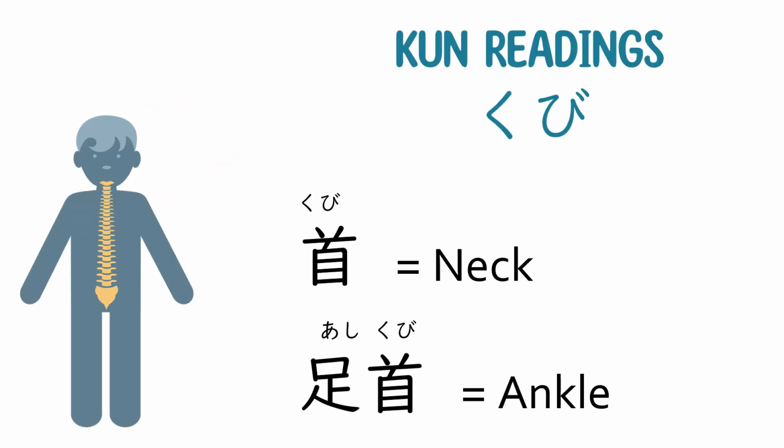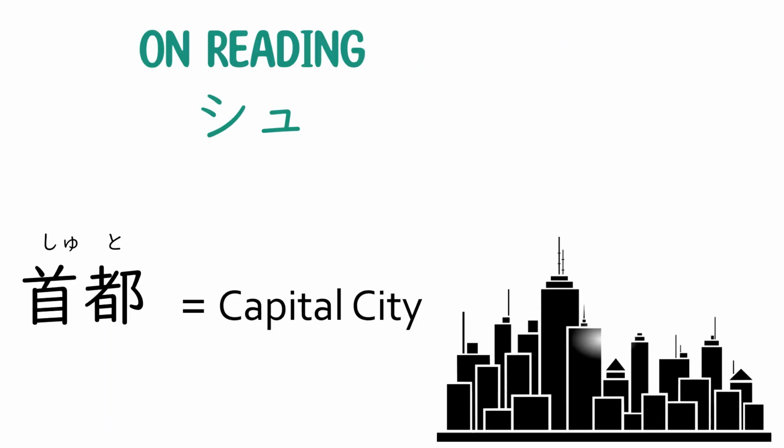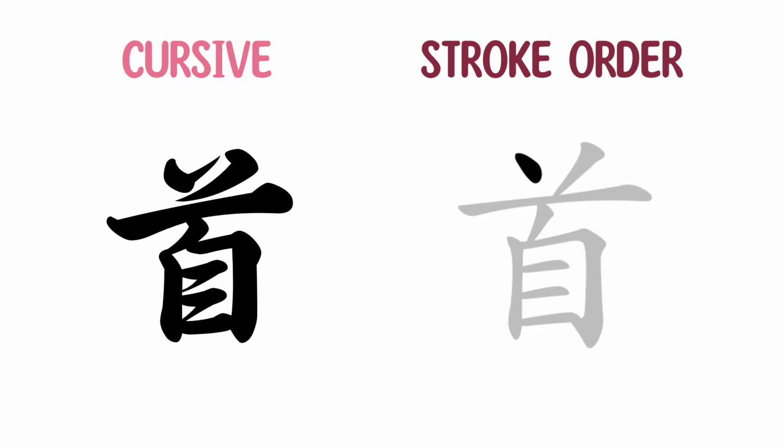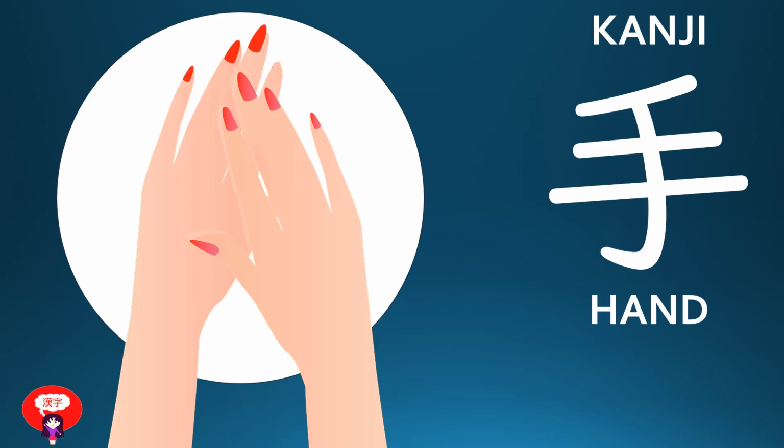The main kun reading is kubi, which means neck. Another example is ashikubi, which means ankle. The main on reading is shu, as in shuto, or capital city. This kanji has 9 strokes, and it is a JLPT N4 level, and this is one of the many kanjis you will need to learn for body parts, so save this video.